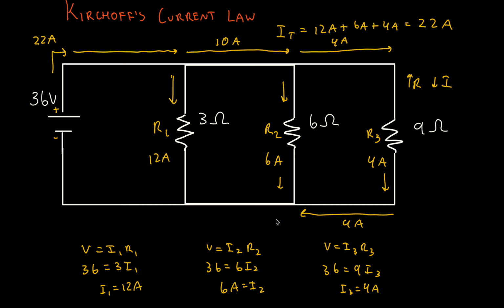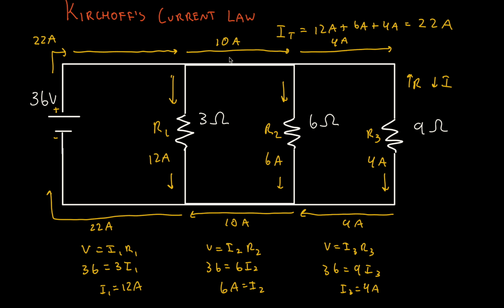Then we'll have 6 amps of current coming down over here, so we'll have 10 amps of current moving all the way over here, and then we'll have 12 amps moving all the way back till we get 22 amps. So this is showing Kirchhoff's current law pretty much, where the amount of current that we started with, that we're putting in, is 22 amps.